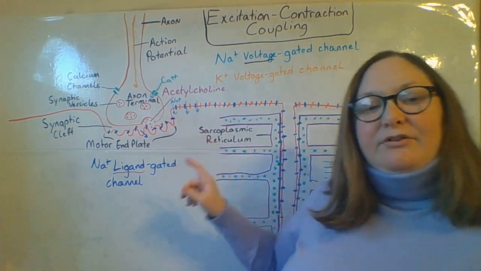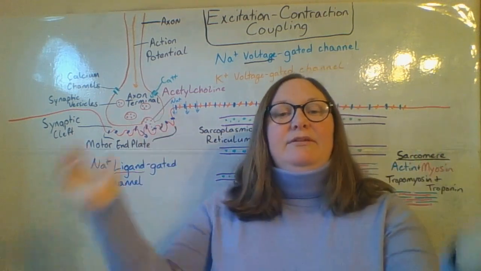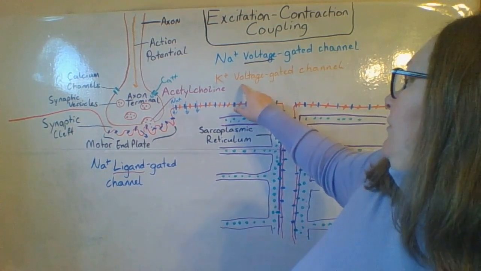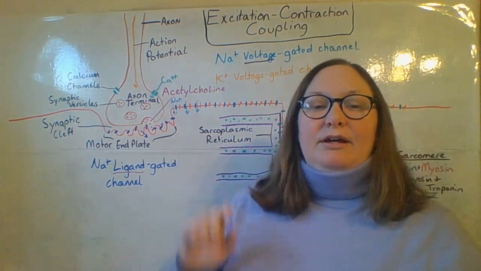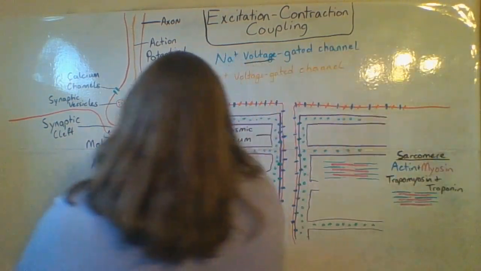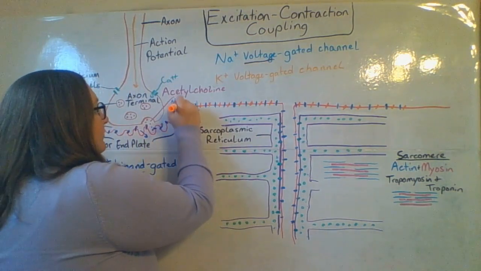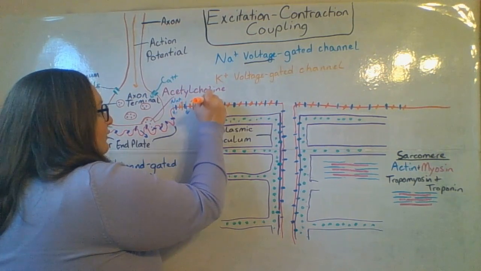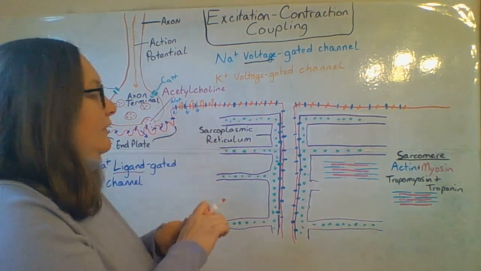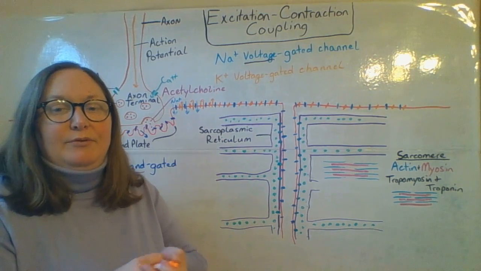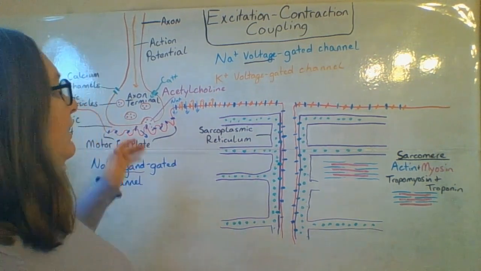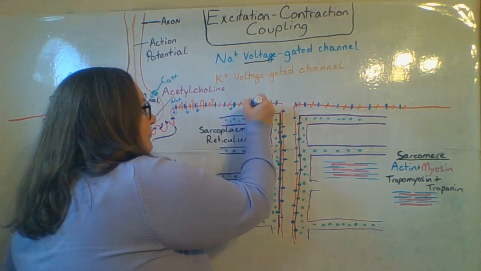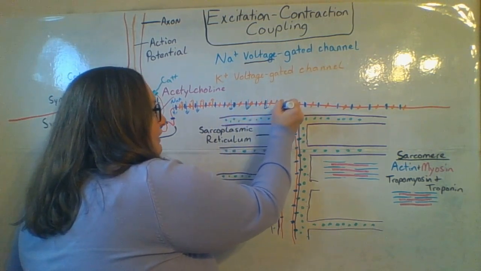But we also have another type of channel, don't we? Because we can't just leave it depolarized, right? So after it closes, what happens? We have potassium-gated channels. And then potassium is going to leave. And again, that's going to happen as a ripple effect. But the sodium, they're still depolarizing. So the signal's traveling down, down, down.